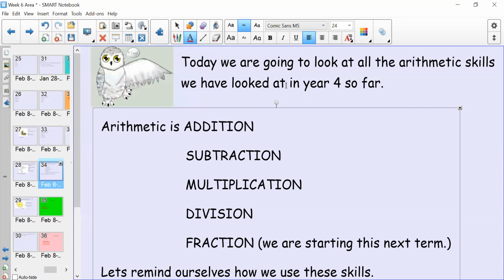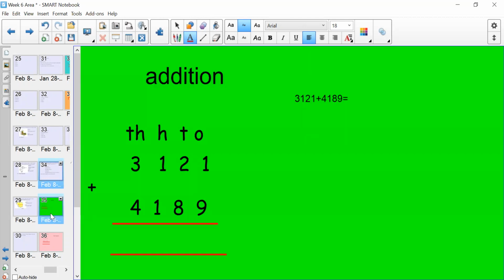Okay, so like I said before, today we're going to be looking at all the arithmetic skills of addition, subtraction, multiplication, and division. And fractions is also under arithmetic, and we're going to start learning that next term. So we're going to just have a look at each of these 4 skills and just refresh our memory of how to do them. So our first skill is addition.